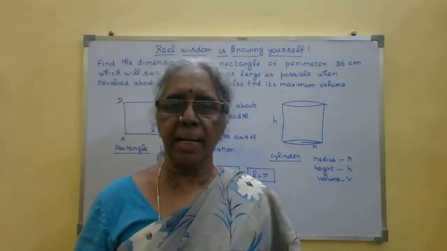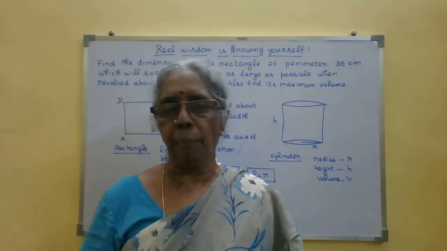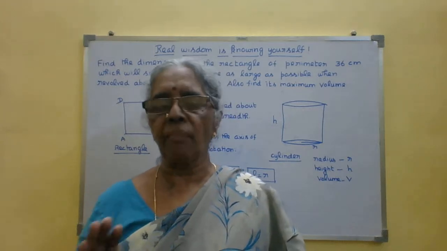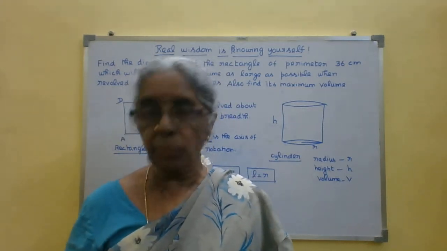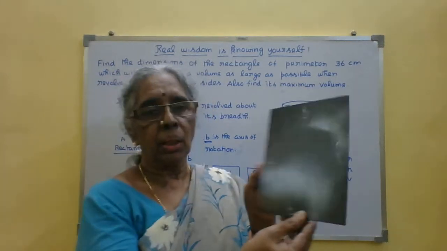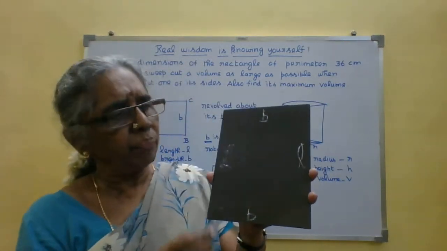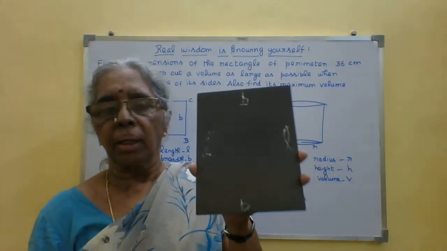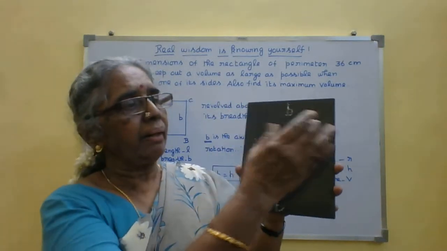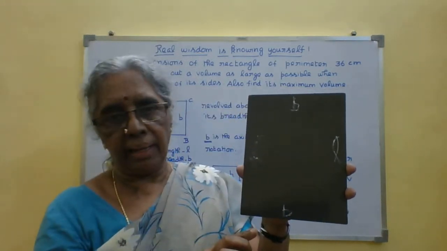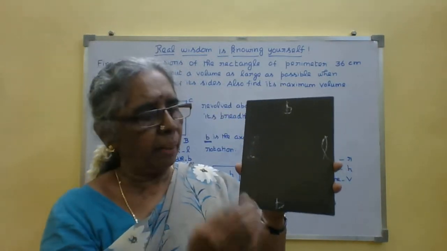Now you should understand the concept. What will happen when a rectangle is revolved about one of its sides? First, let me tell you that, and then we will proceed with this maxima minima sum. Now see, this is a rectangle, okay? Now, this is L and this is B. I can revolve this rectangle around either the length or the breadth.